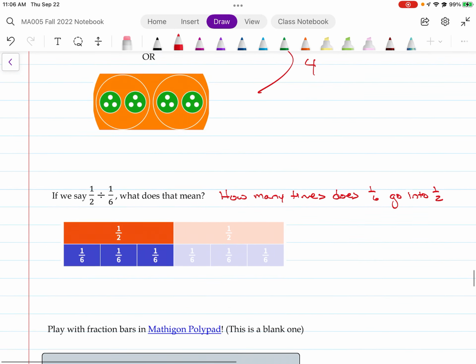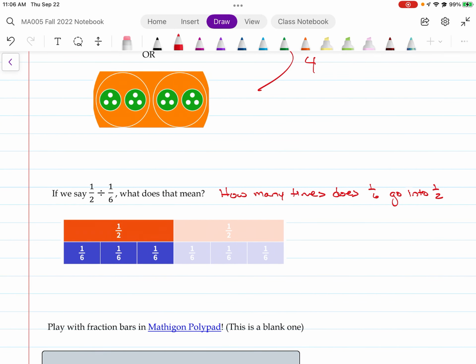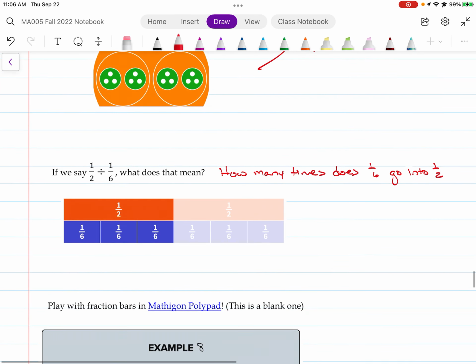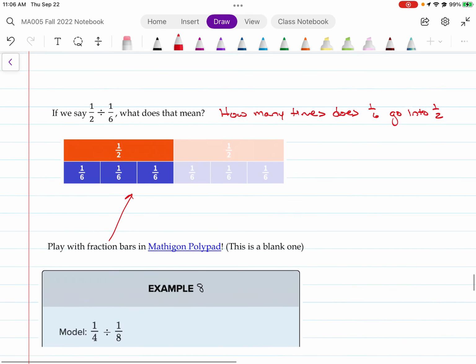So I encourage you to play with the fraction bars in the Math-Gone Polypad. You can use this hyperlink right here to get there. That's a blank one, but these fraction bars right here, it's nice to be able to do it for your own problems and play with it, so you can get a good visual of it.